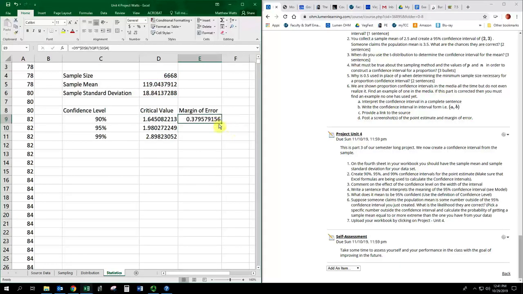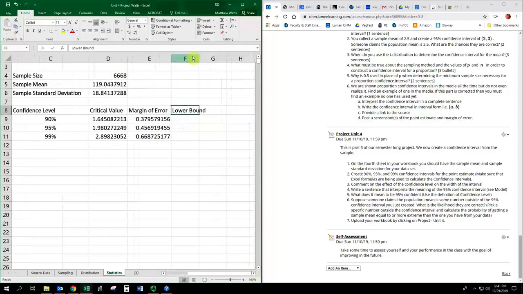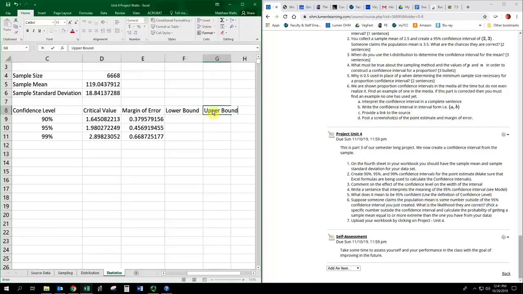Okay. So here's our margin of error for each one. And then you're able to go ahead and create your confidence intervals. I'm going to do lower bound here, and upper bound here. So the lower bound is the sample mean, which we don't want to change, minus the margin of error. So these are all a little less than the sample mean. And then the upper bound is the sample mean plus the margin of error. And again, you want that sample mean to stay fixed.